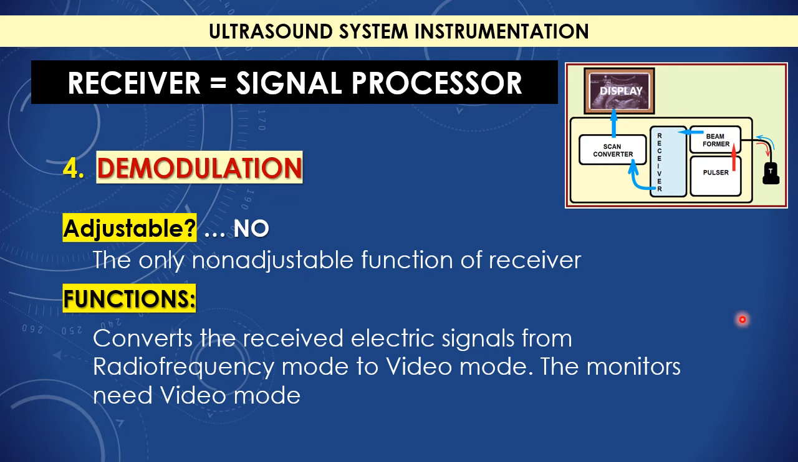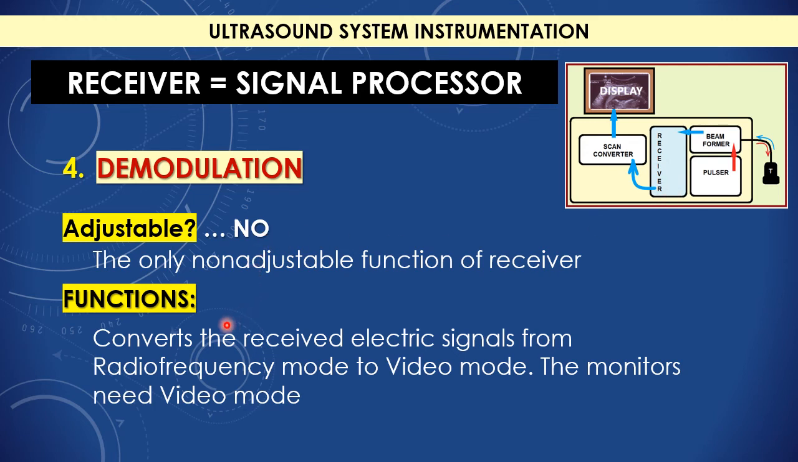Now we go to the fourth function of the receiver, which is demodulation. Demodulation, as the word suggests, is changing the mode. What is the mode here? Is it radio frequency mode or is it video mode? This is what you call demodulation. Demodulation is a function done by the receiver, which has 5 functions, and this is the fourth function. Is it adjustable? No. It's the only unadjustable function of the receiver. All the functions of the receiver are adjustable except demodulation.